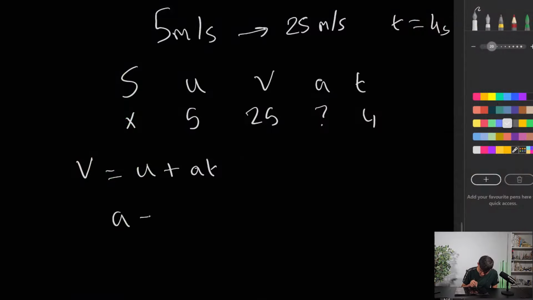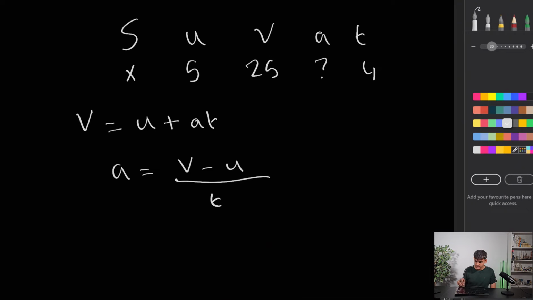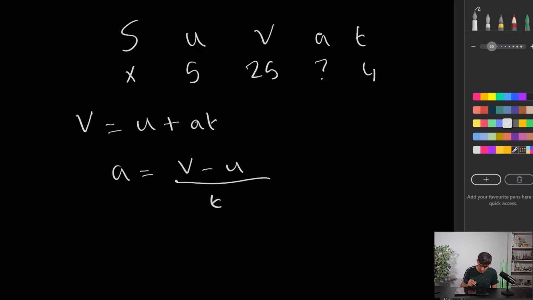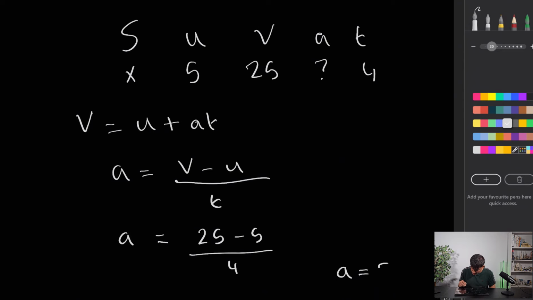Of course, we're trying to work out the acceleration, so we have to rearrange this to work out a. So we can do a equals v minus u over t. Now it's simply just putting in the values that we've got. So a equals 25 take away 5 over 4. So 25 take away 5 equals 20, and then 20 divided by 4 equals 5. So we have now worked out the acceleration, which equates to 5 meters per second squared.